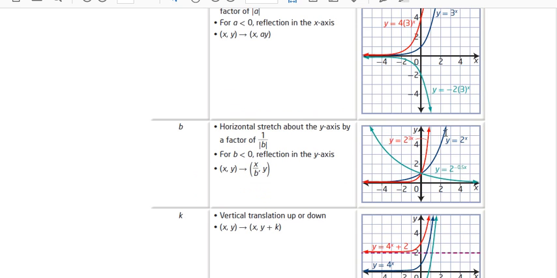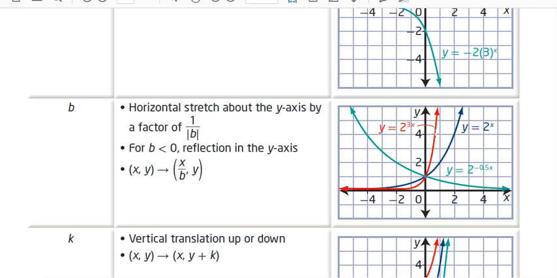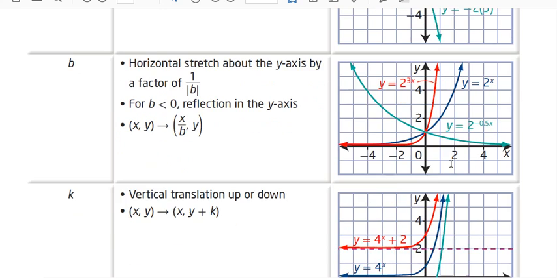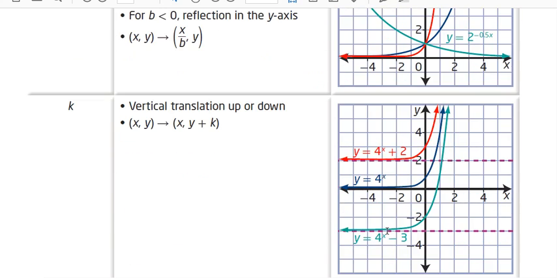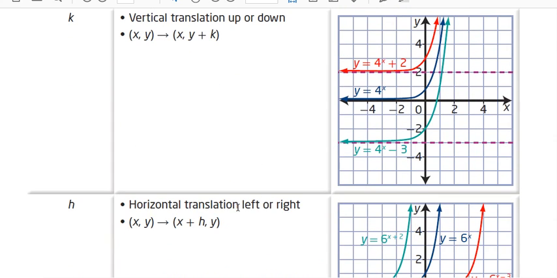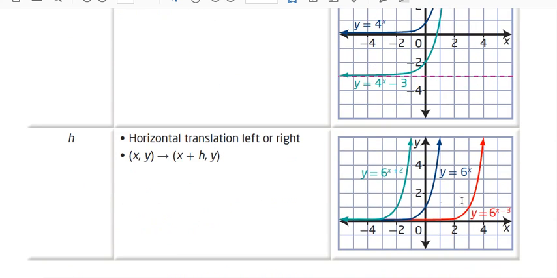B. When B is greater than 1, it's a horizontal compression. See that? y equals 2 to the power of 3x. So when B is larger, it squishes in. When it's between 0 and 1, it extends out, it spreads it out. And when B is negative, it's a reflection in the y-axis. For K, it's a straight vertical translation. Where's H? Okay, they did K next. So K is vertical, up or down, and H is horizontal translation. Remember, there's no stretches in H or K.